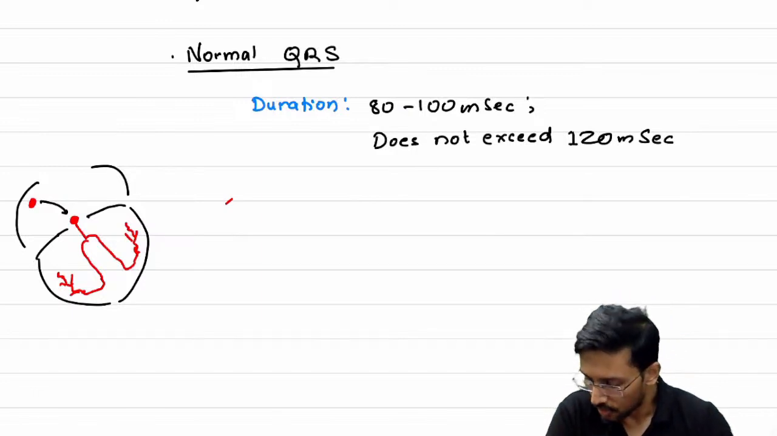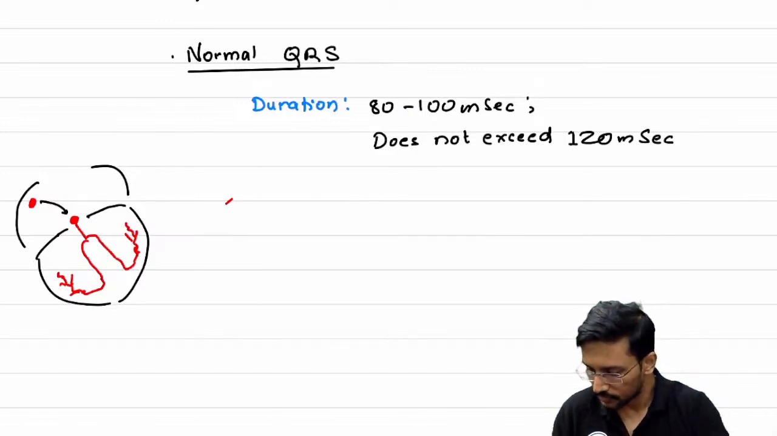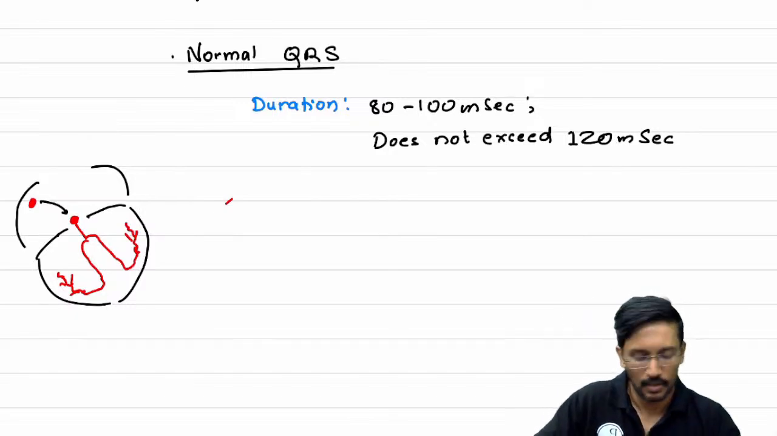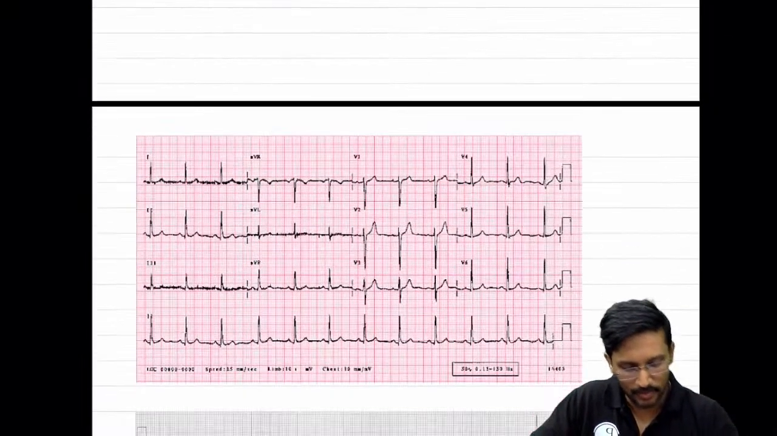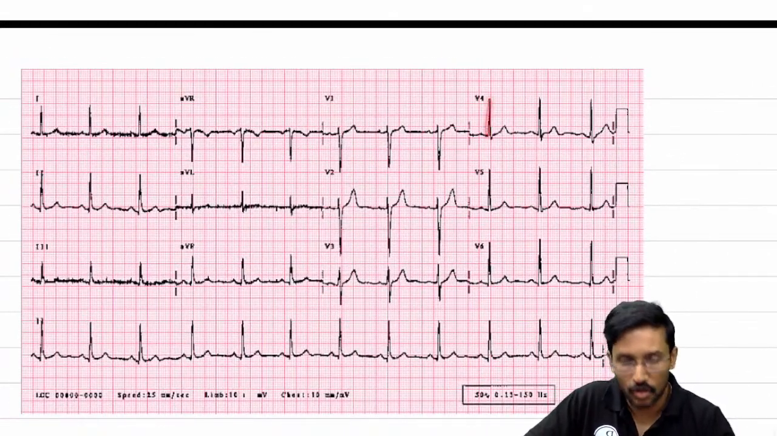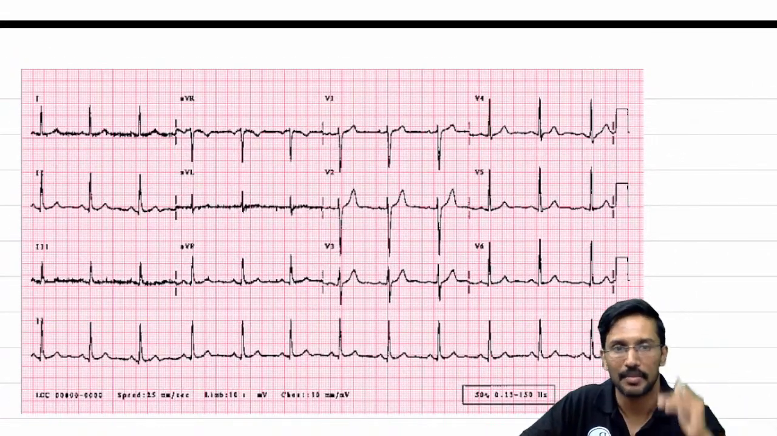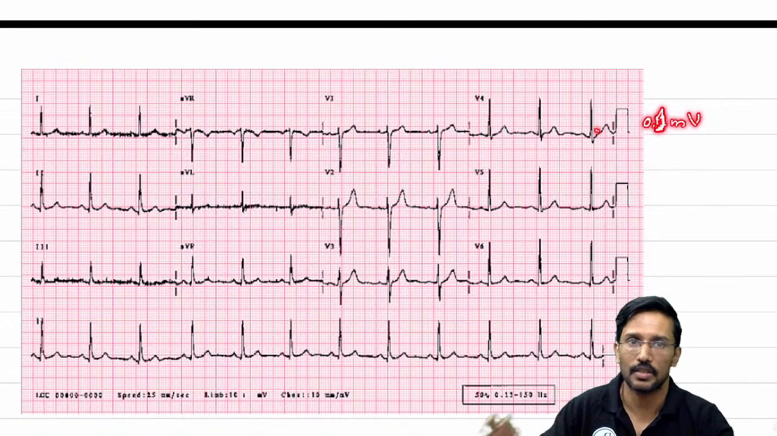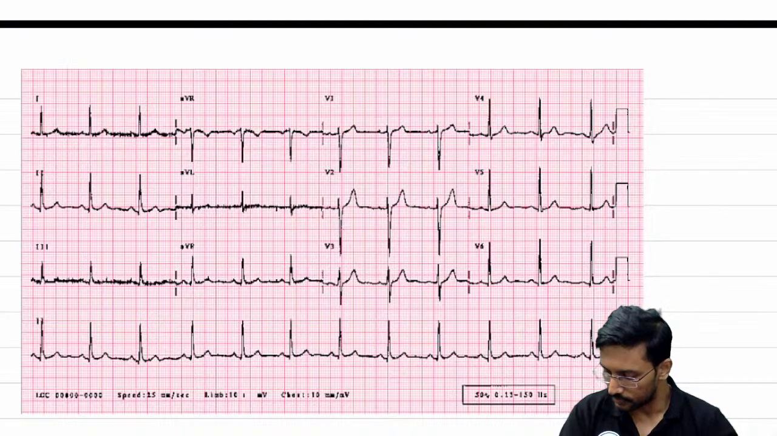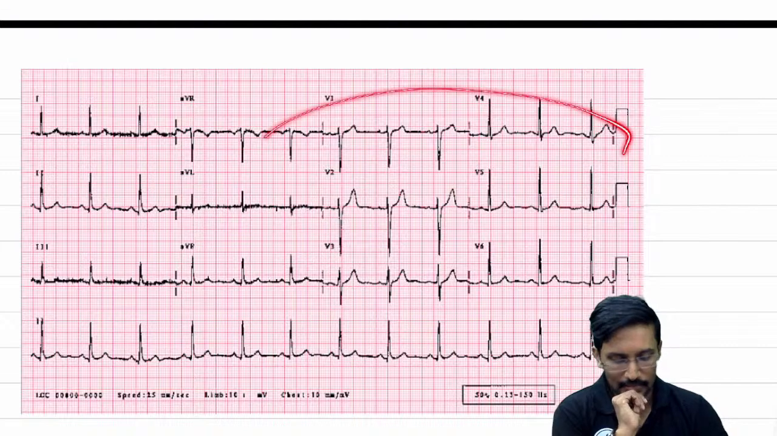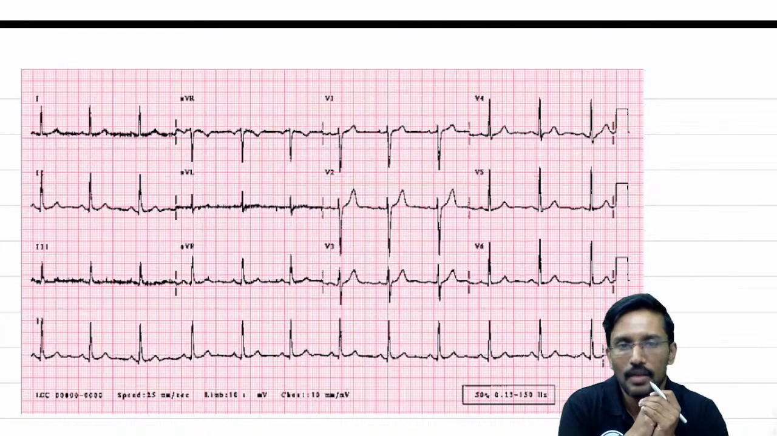Now what is the normal QRS voltage? जो QRS का normal voltage होता है वो क्या होता है? Okay, I'll take you through some ECGs and just look at this and tell me what is the normal QRS voltage. Is this having normal QRS voltage? Voltage means height, right? We know that one small square on this is equal to 0.1 millivolt. One small square is equal to 0.1 millivolt. Okay, so in that case, ये normal है या नहीं है?